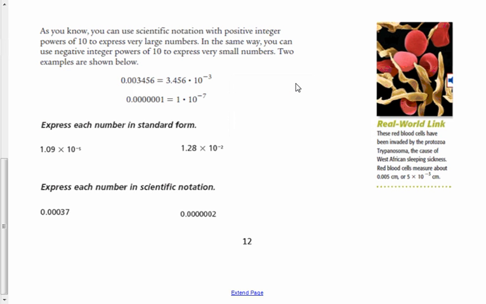Hey students, this is lesson 412 part B. In this lesson we're going to learn how to deal with scientific notation used with really small numbers. So, very small decimal numbers.